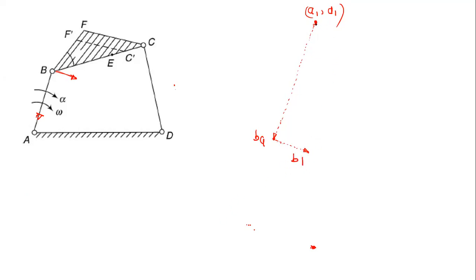Now you simply join, right? So this is our A1B1 vector, right? That is the acceleration of point B relative to A, the total acceleration of point B relative to A, right?